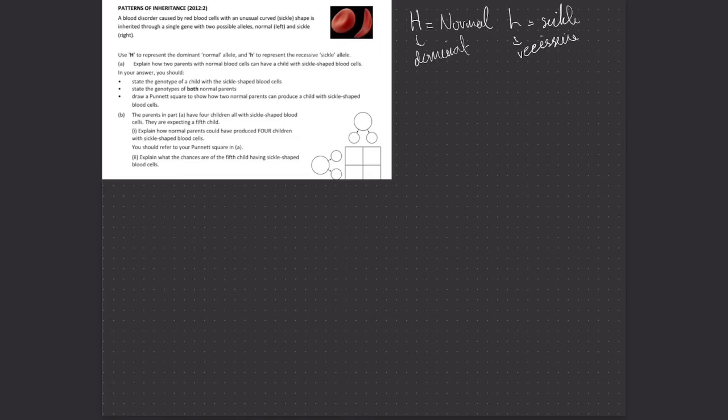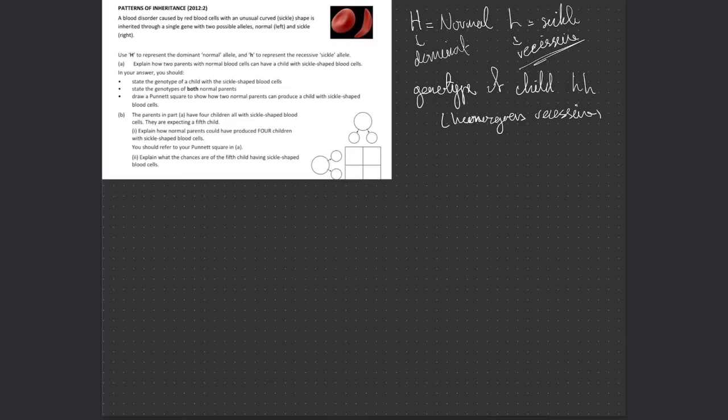Cool. So, thinking about it, we know that to express the recessive phenotype, or the physical expression of that genotype, you can only have the recessive alleles present. So we know that the genotype of the child only contains our little h, our recessive, okay? In other words, it is homozygous recessive. Okay, only the recessive allele is present.